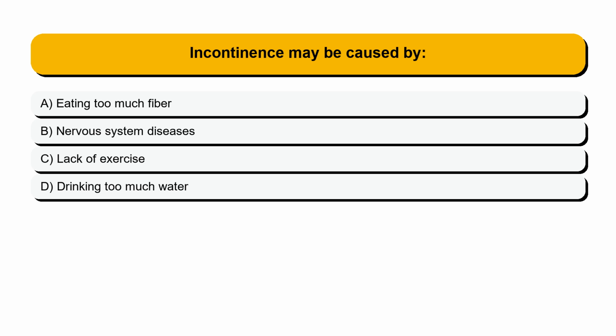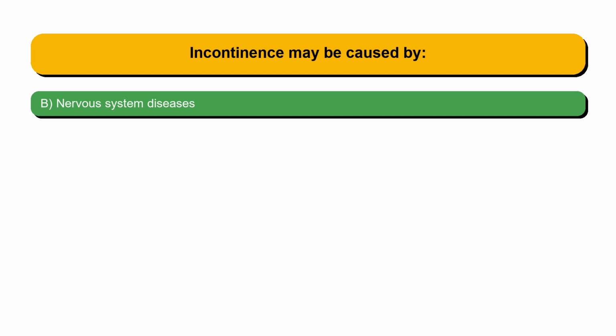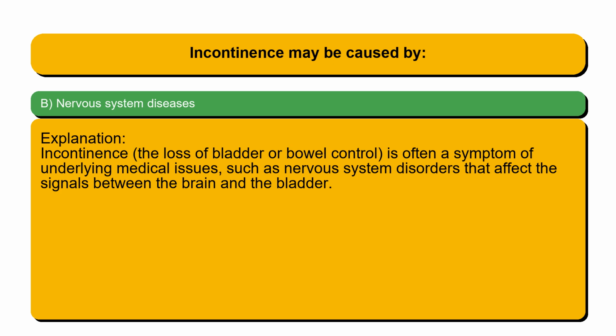Question 30. Incontinence may be caused by option A. Eating too much fiber. Option B. Nervous system diseases. Option C. Lack of exercise. Option D. Drinking too much water. The correct answer is option B. Nervous system diseases. Incontinence, the loss of bladder or bowel control, is often a symptom of underlying medical issues, such as nervous system disorders that affect the signals between the brain and the bladder.